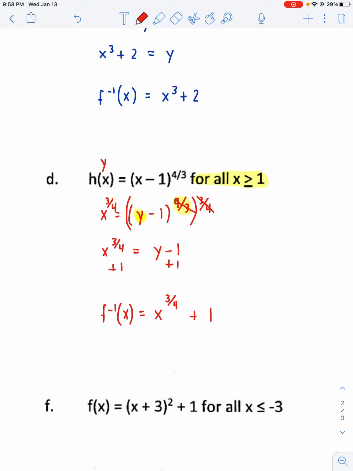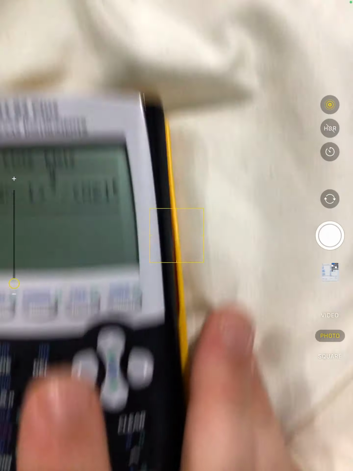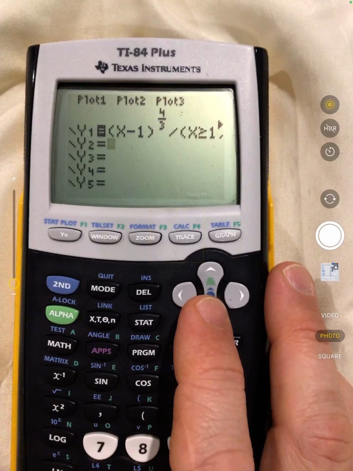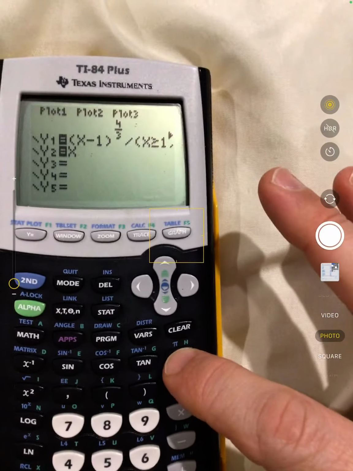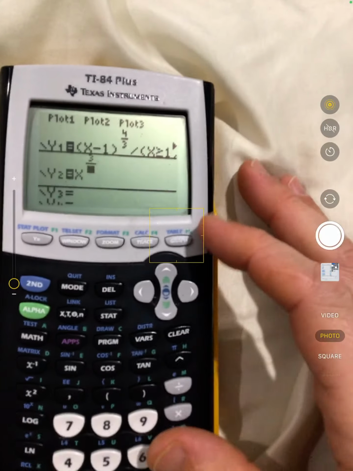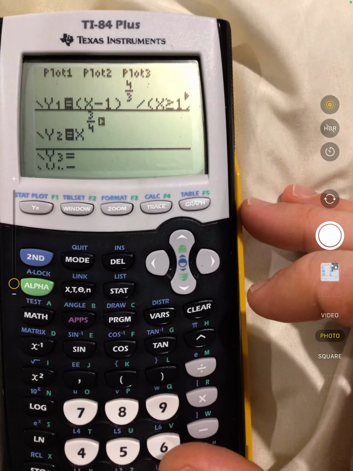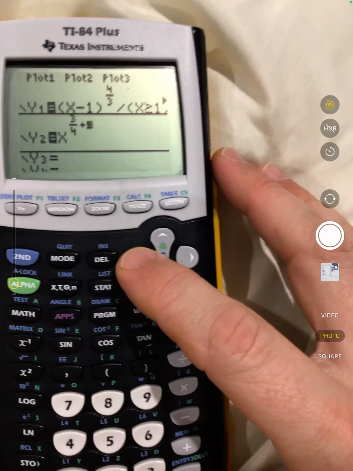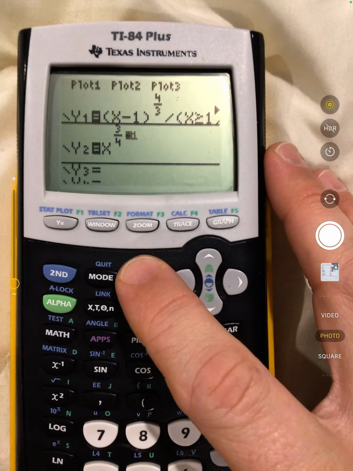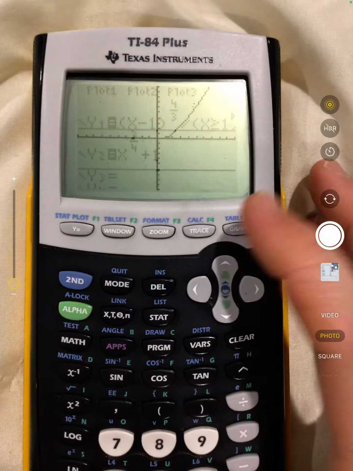Now, I want to go back to my graphing calculator, and we're going to make sure that what we just came up with, sure enough, is the inverse of that original. So leave the original alone with its conditional and everything, and now type in x to the 3/4, and then what was it? Plus 1. Nope, look what I did wrong. I put the plus 1 up in the exponent. I need to scroll down here and put the plus 1 down on level. So be careful with that.